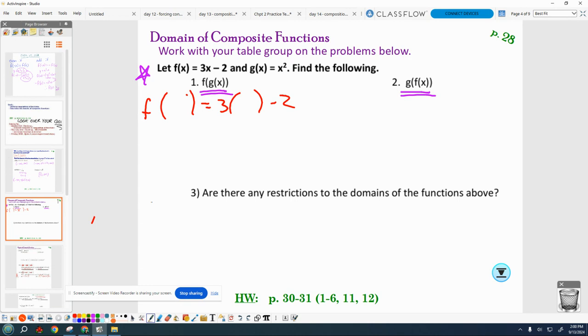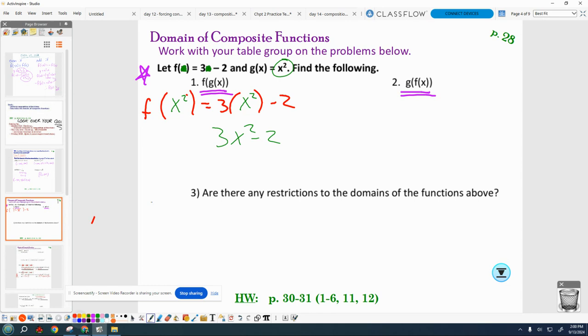start using different colors. F of G of X. Joseph said G of X is X squared, so F of stuff, whatever that stuff is, 3 times stuff minus 2. The X that was there originally gets replaced with whatever this guy was. Okay, so the end answer on this one is 3x squared minus 2.